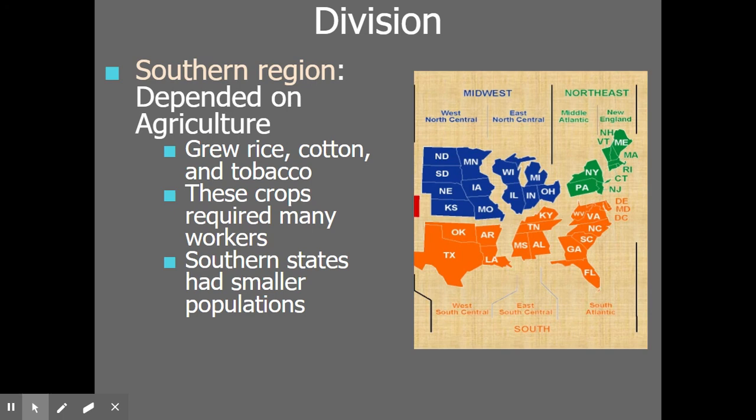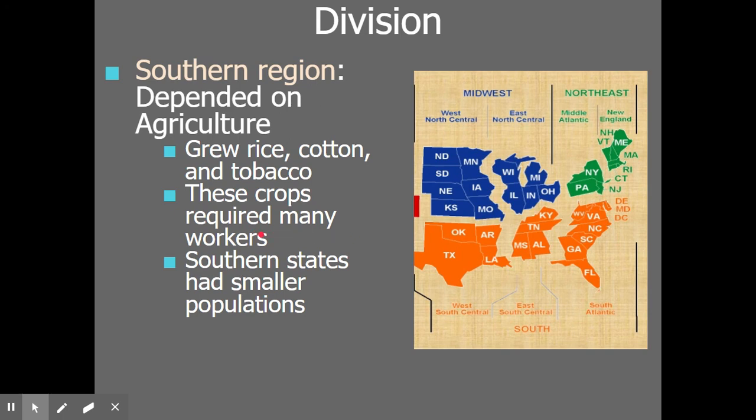So the people of the southern states were really spread out. The population was a lot more rural. You did have some big cities, but not many, and you would have a larger population there. But for the most part, people were all spread out and their populations were much smaller.